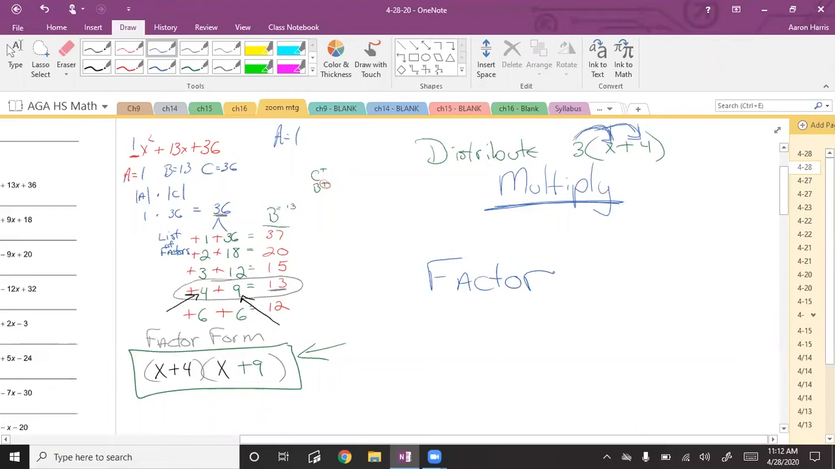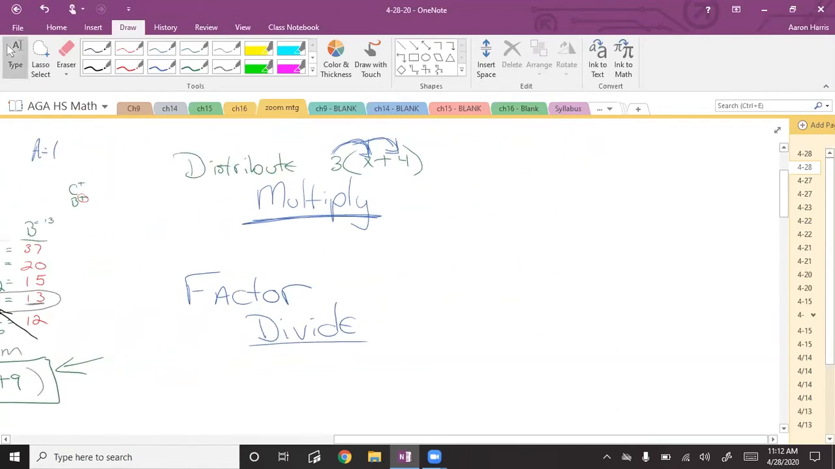Factor. So factor, if distribute is multiply, factoring must be what? Division. Does that make sense? Mm-hmm. So now let's think about this problem I just gave you. 3x plus 12. That's what that would equal, correct? Mm-hmm. So I just multiplied 3 in.